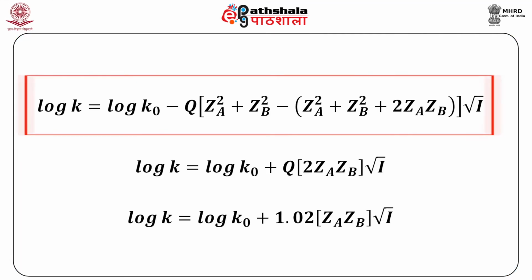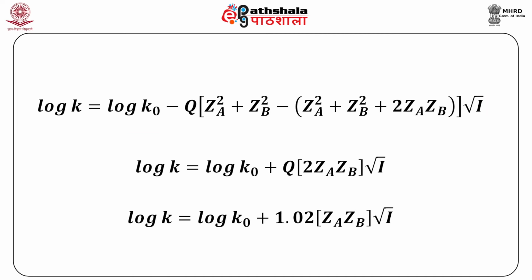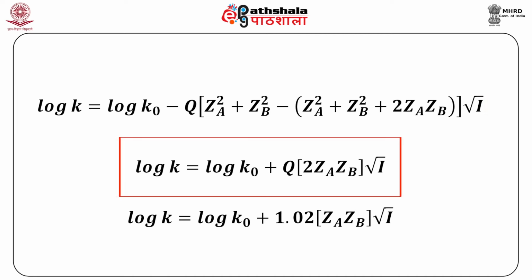Now, since the charge on an activated complex or a transition state complex is Z, which is Za plus Zb, this equation can be rewritten as log K is equal to log K naught minus Q, within brackets we have Za square plus Zb square minus (Za plus Zb) square, into under root ionic strength. This simplifies to the form log K is equal to log K naught plus Q into 2 into Za into Zb into under root ionic strength.